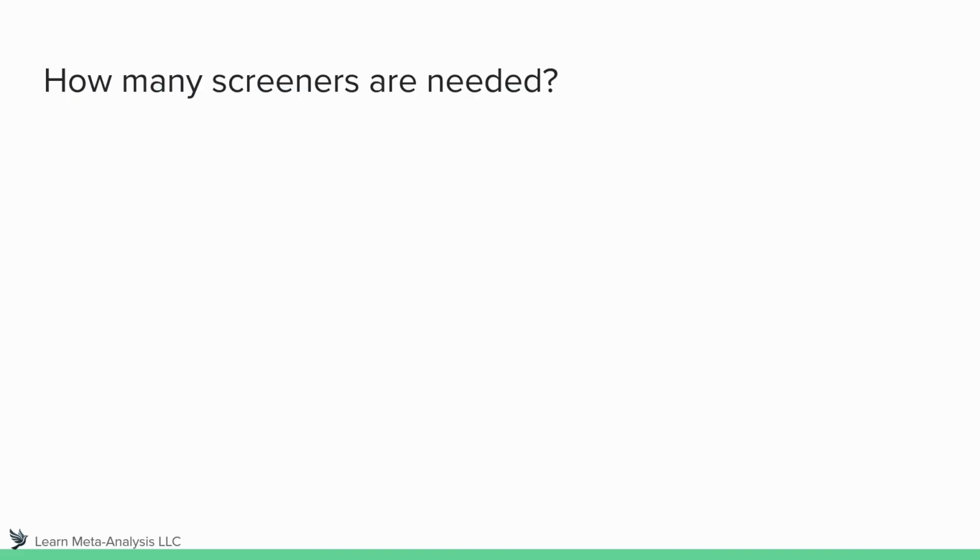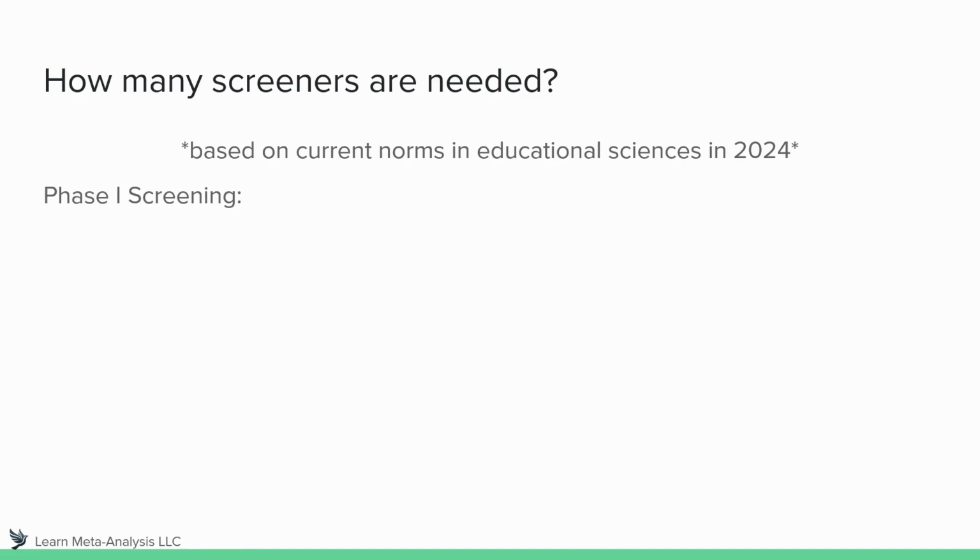Okay, so another very common question that I get asked, how many screeners are needed throughout this process? Like, can I just do a systematic review myself, or do I actually need a second person? Well, I'm going to tell you what the norms are that I've seen in educational sciences in 2024. So as of now, for phase 1 title and abstract screening, it's pretty normal to only have one author review all of that. Phase 2 screening, where you're looking at the full text, again, as of now, it's pretty common to only have one author review all of that.